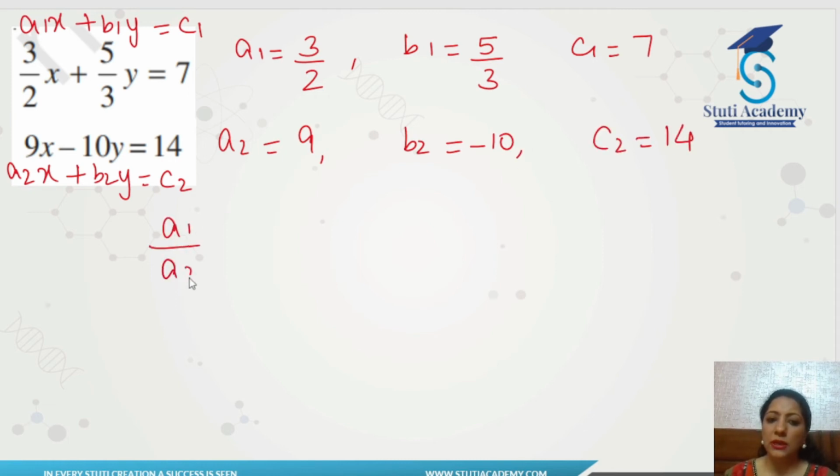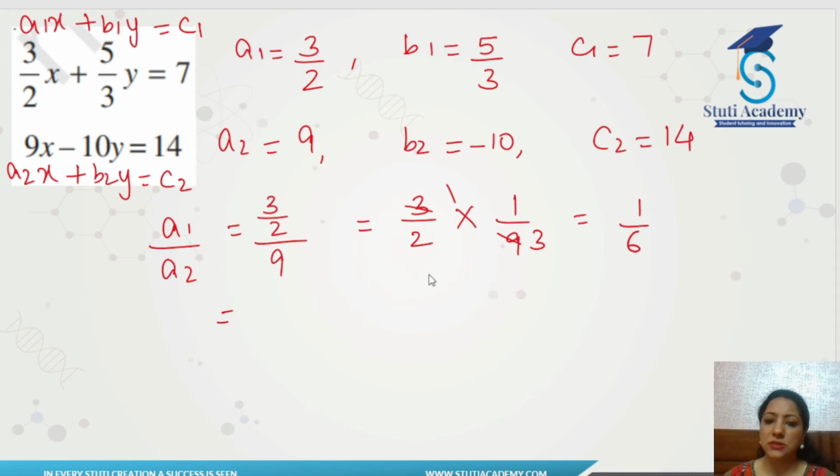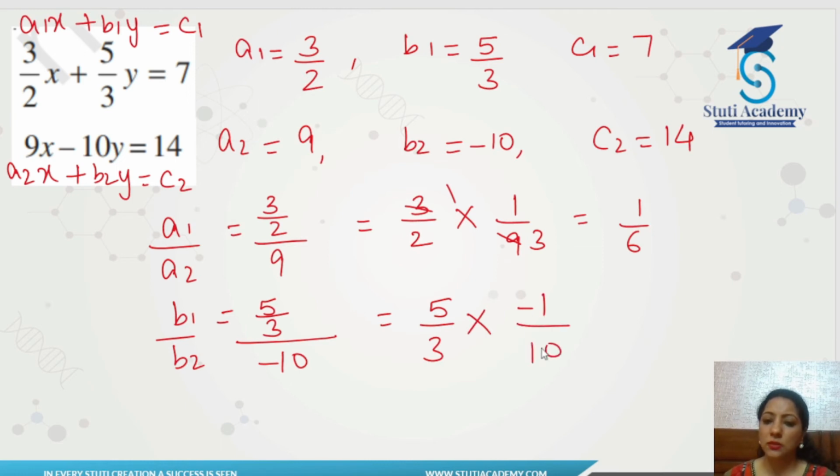So we have a1 upon a2, that is 3 upon 2 upon 9. So how we are going to write this? We'll write this as 3 upon 2 into 1 by 9. So if we divide this, we are going to multiply this by reciprocal of the denominator. So we'll get here 1 upon 6. Now let's take b1 upon b2. We will get 5 upon 3 upon minus 10. That's 5 upon 3 into minus 1 by 10. We'll take reciprocal of the denominator and multiply it by the numerator. So we will get here minus 1 by 6.